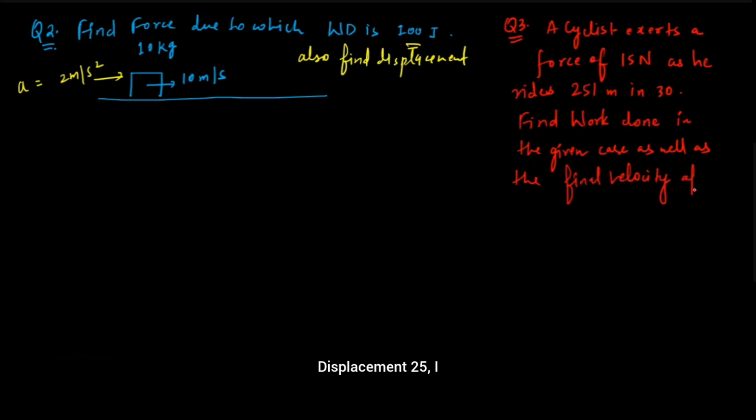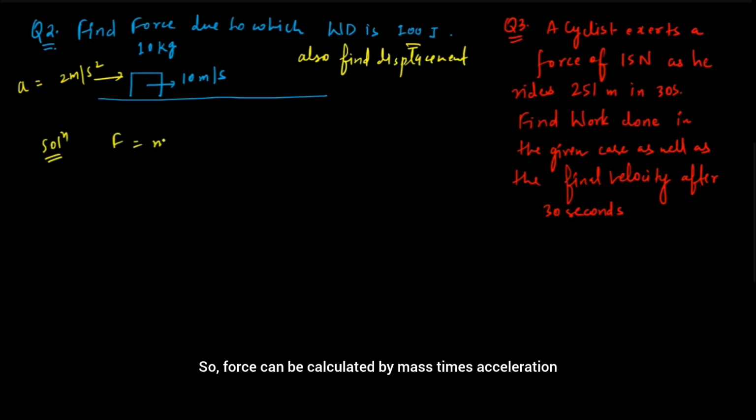And the displacement 25. I mean 5. Displacement is going to be 5 meters. So force can be calculated by mass times acceleration. Mass is 10, acceleration is 2. It is going to be 20 meters per second square.